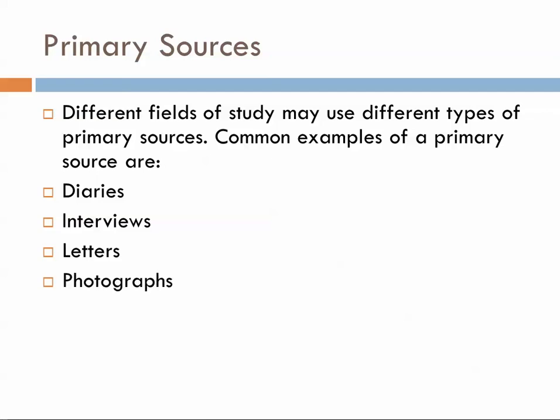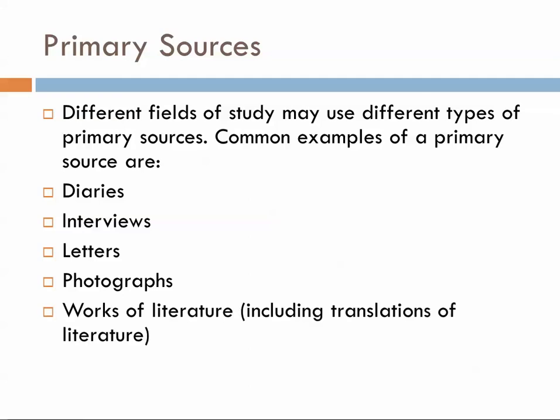Photographs. Obviously, we don't have photographs from Heian Japan, but photography has been around for quite a while now. And if you were, say, researching the Civil War and you had some photographs taken of the battlefields of the Civil War, those would be primary sources. And also works of literature written during a particular period. And that includes translations of literature. Even if the translation is done hundreds of years later, that is still considered a primary source.